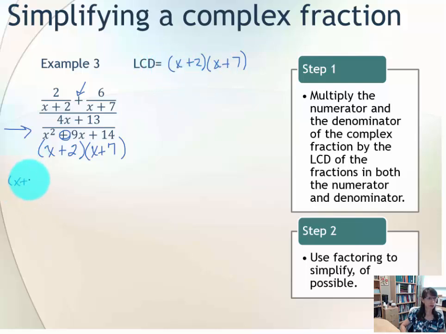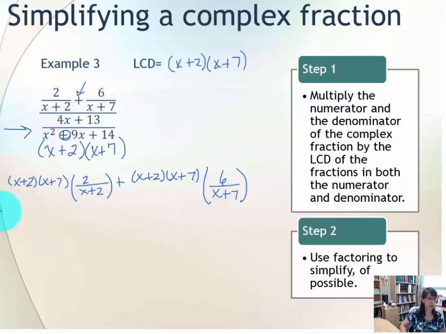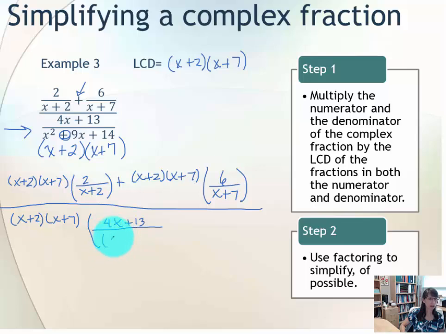So I'm going to have x plus 2 times quantity x plus 7 multiplied by my first fraction of 2 over quantity x plus 2, added to quantity x plus 2 times quantity x plus 7 times 6 over the quantity of x plus 7. Now that's just the numerator. And in the denominator, we need our LCD, quantity x plus 2 times quantity x plus 7 multiplied by our fraction. And do be sure to use your factored form. So 4x plus 13 is divided by quantity x plus 2 times quantity x plus 7.